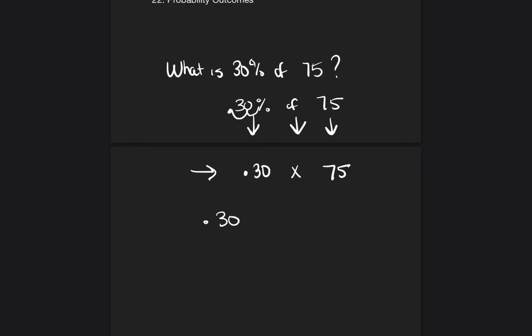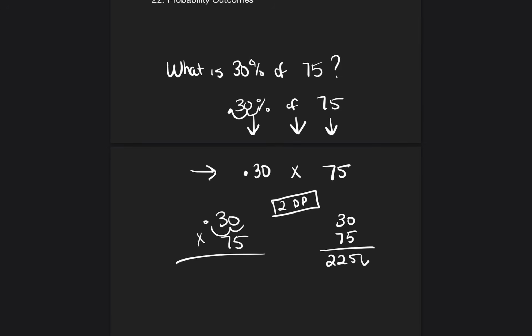So 0.30 times 75. We learned how to multiply by decimals. We can get rid of the decimal by counting it. 1, 2. So there's 2 decimal places. So that's how many we're going to put back in our answer. Then we're going to go ahead and take out the decimal. And we're going to do 30 times 75. That's going to be 2250. If you multiply it out, we put 2 decimal points back in the answer. So 22.5 is 30% of 75.